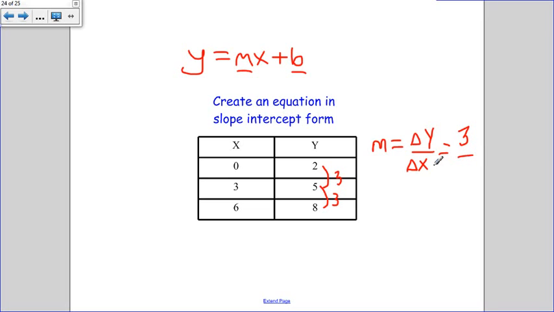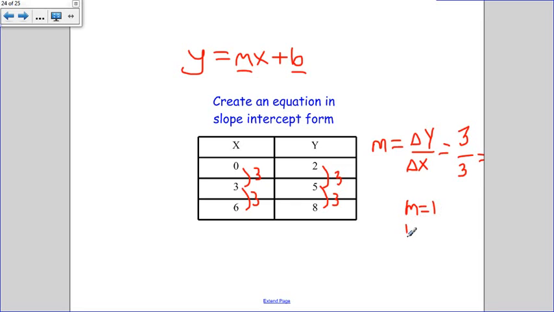Okay, our change in x, here we go 3 minus 0 is 3. 6 minus 3 is also 3. So our slope, or our change in y over our change in x, is equal to 3 over 3, which simplifies to 1. Our slope is equal to 1. So now we have our slope.